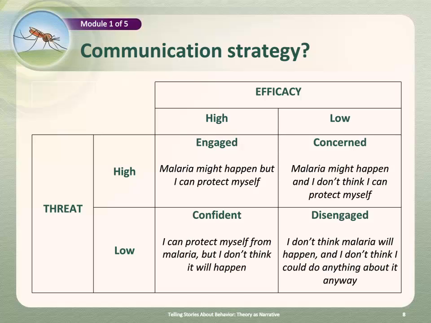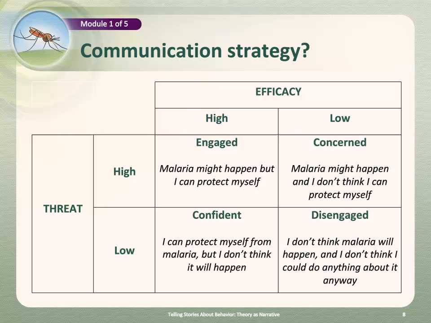Threat perceptions can be divided into high and low. Some people might feel highly threatened by malaria, while others might not feel threatened at all. So this 2x2 chart shows 4 very different kinds of audiences for malaria messaging. On the one hand, you have some people who feel threatened by malaria and also feel confident that they can do something to prevent that threat. We might call these people engaged. These are people who think that malaria might happen and also know that they can protect themselves if it occurs.